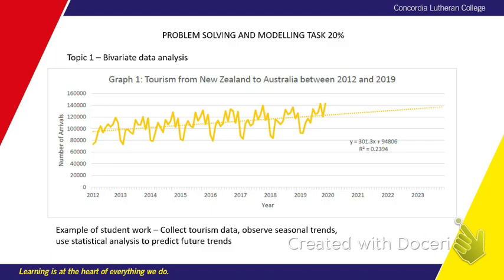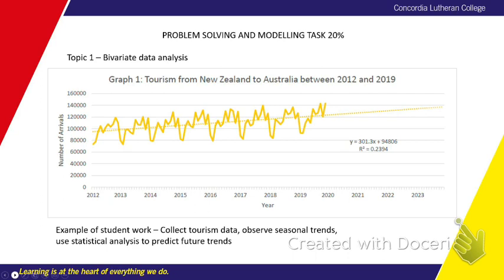Now, the example that I have included here comes from a piece of student work, and it's from the modelling and problem solving task that's worth 20% that students undertake right at the beginning of their grade 12 year in term 1. And in this case, the students had to collect some tourism data. They had to observe seasonal trends and use statistical analysis to predict future trends. It was just a little bit unfortunate for these students that COVID happened exactly at that time. So they had to probably ignore some of the data that was coming out for that time and use previous years to determine their trend.